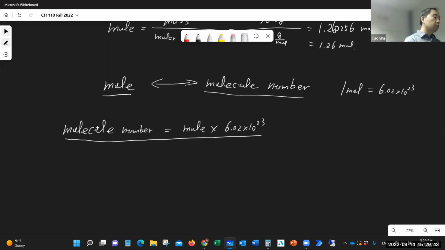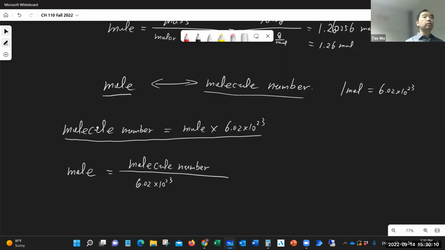But if you want to get from molecule number to the mole, how can we do that? Well, then it's going to be a fraction. If you have a molecule number and you divide by 6.02 times 10 to the 23rd, then you will figure out the moles. Okay, so that's the very simple relationship.